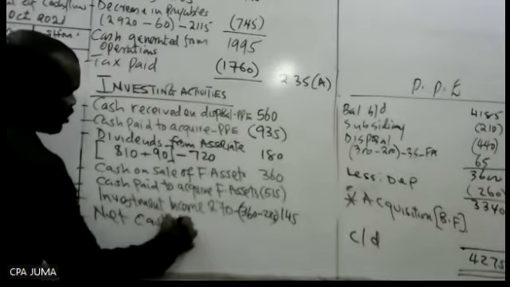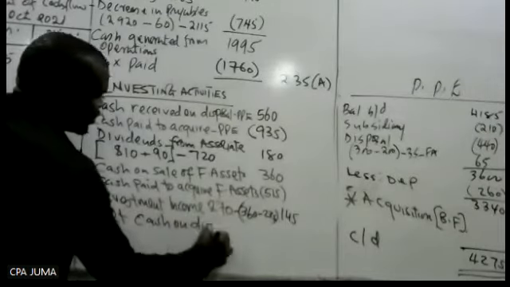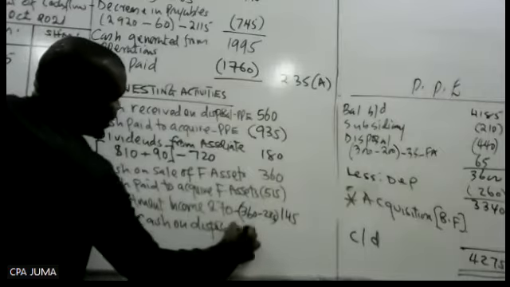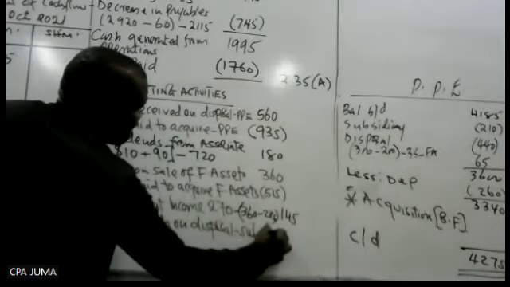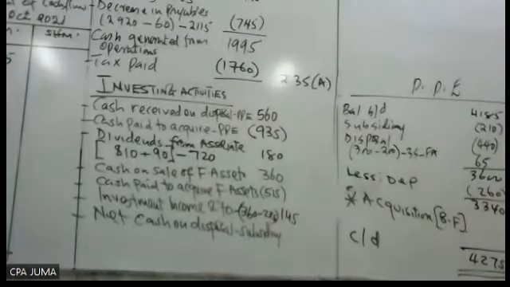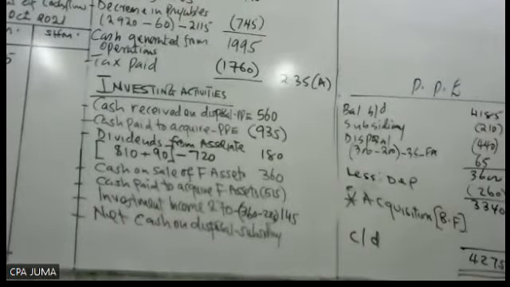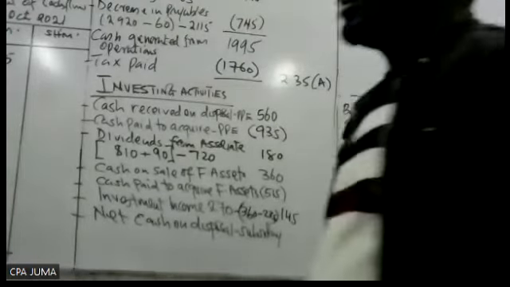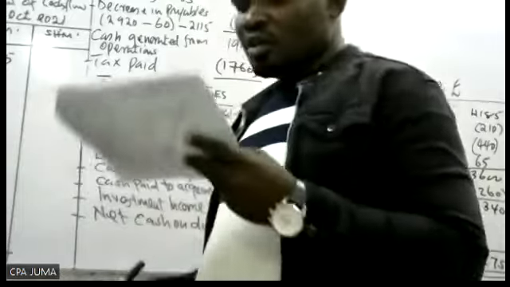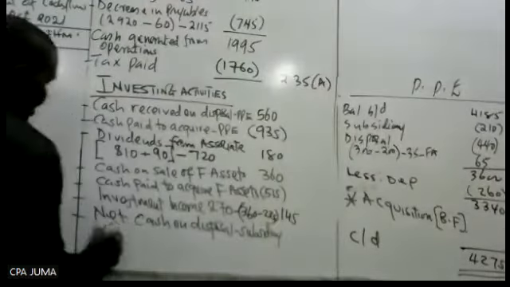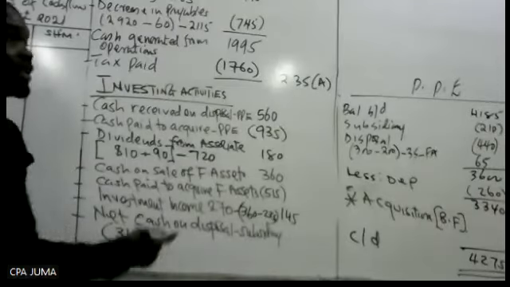cash on disposal of subsidiary. Net cash on disposal of subsidiary. So can you check, subsidiary was sold for how much? 310. So the only problem we normally have in every cash flow, we sold to them at 310.